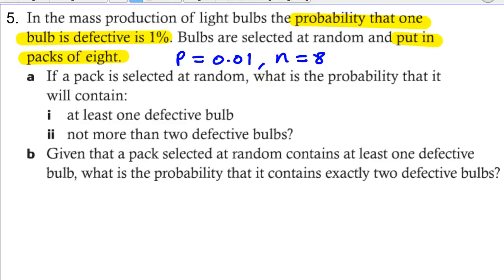Anyway, let's move on and just read to get an idea of what's going on in this question. If a pack is selected at random, what is the probability that it will contain at least one defective bulb? So let's first of all start by writing our distribution. So we can say that X follows a binomial distribution with parameters 8 and 0.01. And we can start with A1.